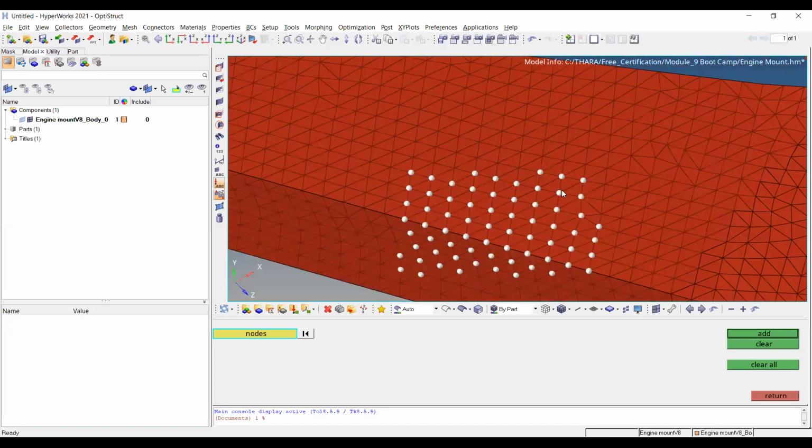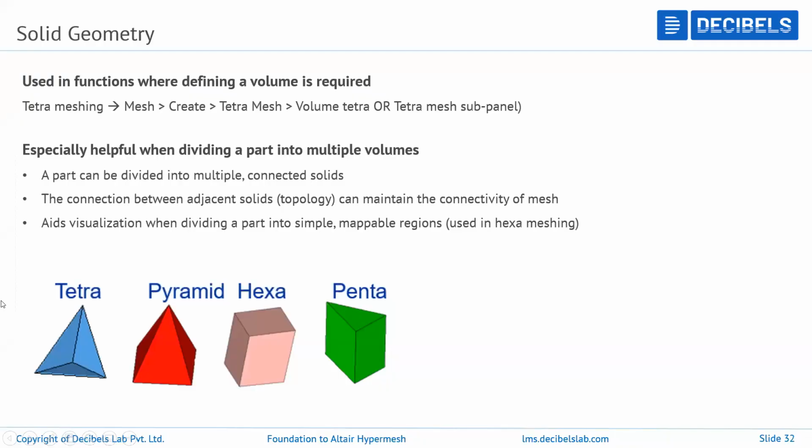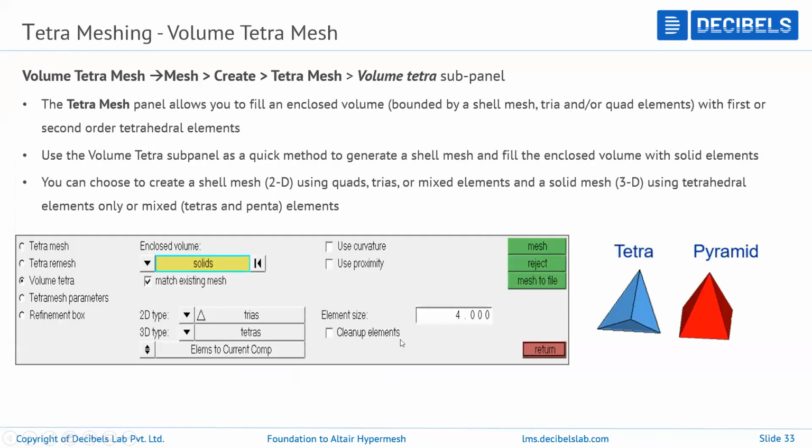These are the different elements available to create any of the solid geometry. These are the element concepts, the elements available in HyperMesh to create any of the solid geometry. We have seen tetra, hexa and penta elements. Now, we'll move on to creating the tetra elements.